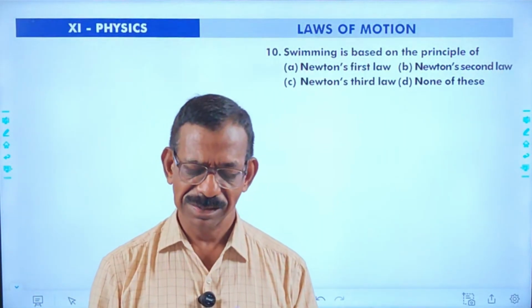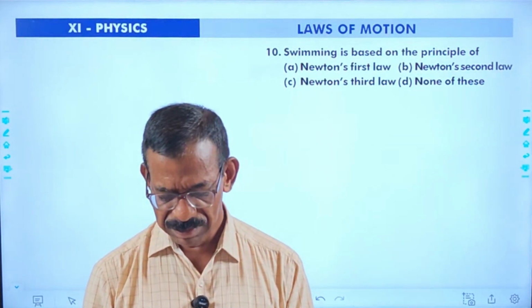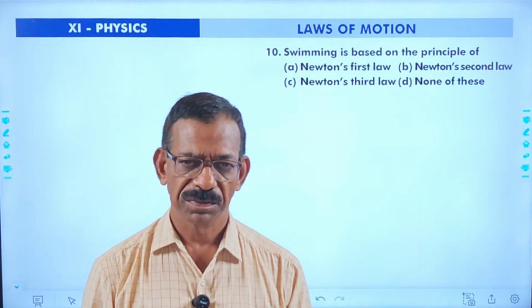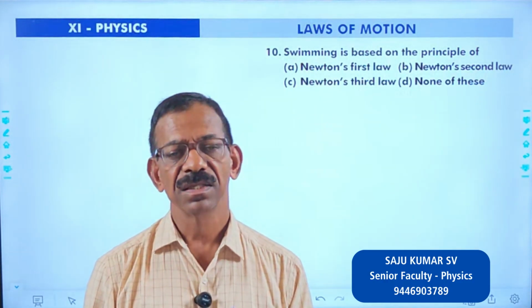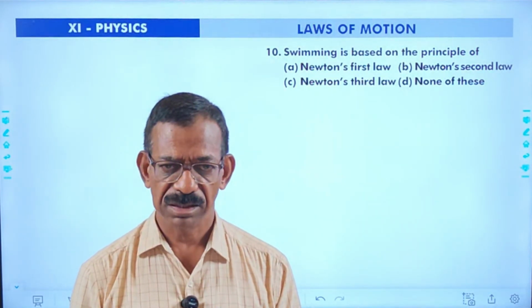Next is question number 10. Here's a simple question. Swimming is based on the principle of, as you know, the third law: to every action, there is an equal and opposite reaction.